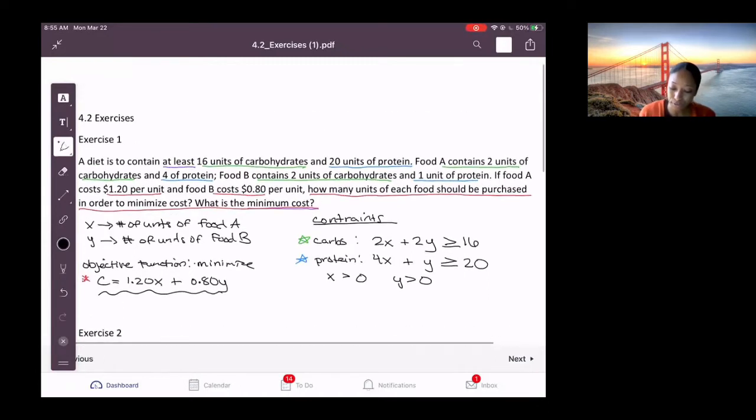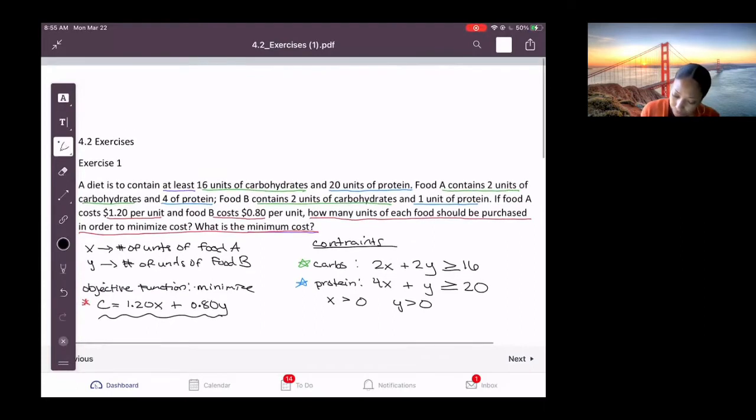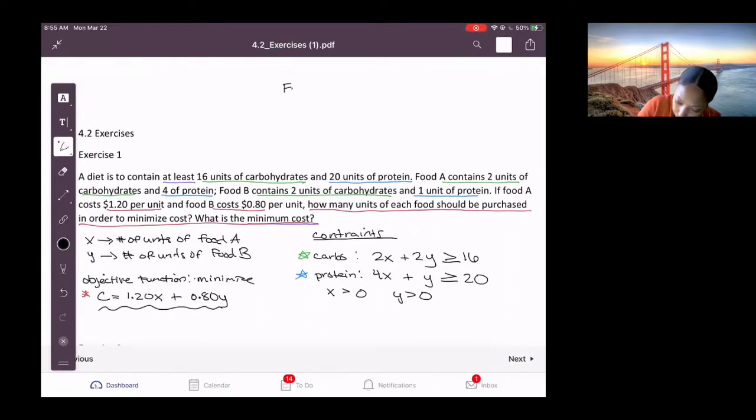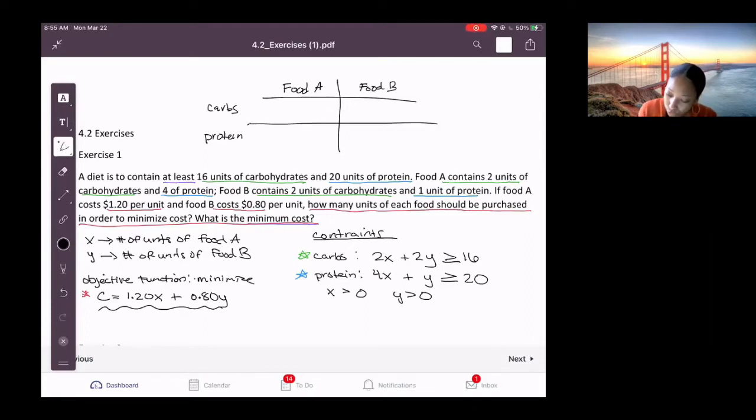Some of you may find it helpful, like I like to underline and color coordinate. Some of you may find it helpful to instead make a table of data. So you can say, oh, for food A, and then food B, and then we have carbs and protein. This is another way you can organize your data. Take the information that's given. Food A had 2 units of carbs and 4 units of protein. Food B had 2 and 1. Organize that data in a table like this, and then it'll make it easier for you to write out your constraints.